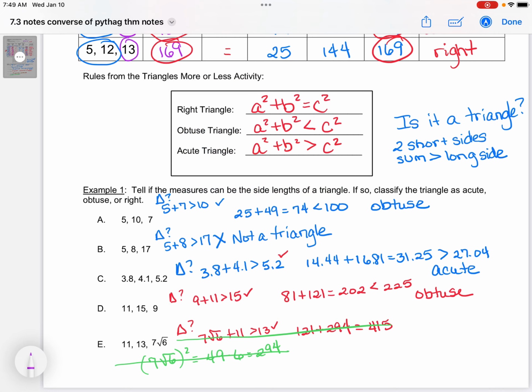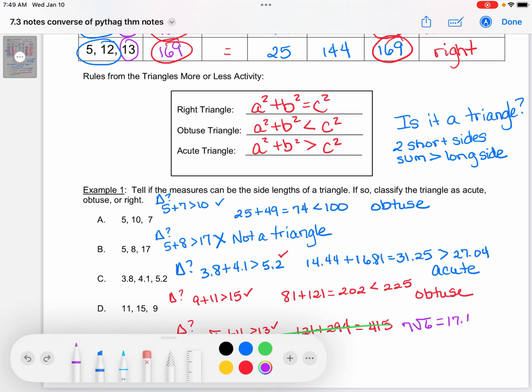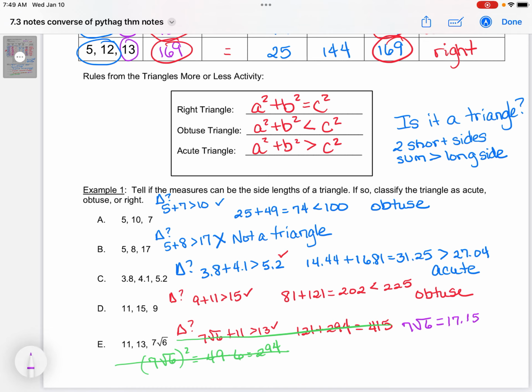Let's think about this because here's what I need to know. 7 times the square root of 6 is about 17.15. Oops, that's a bad one, isn't it? Okay, so this is the longest side. So that means that to see if it's a triangle, I would have to say 11 plus 13 is greater than 17.15, which it is.